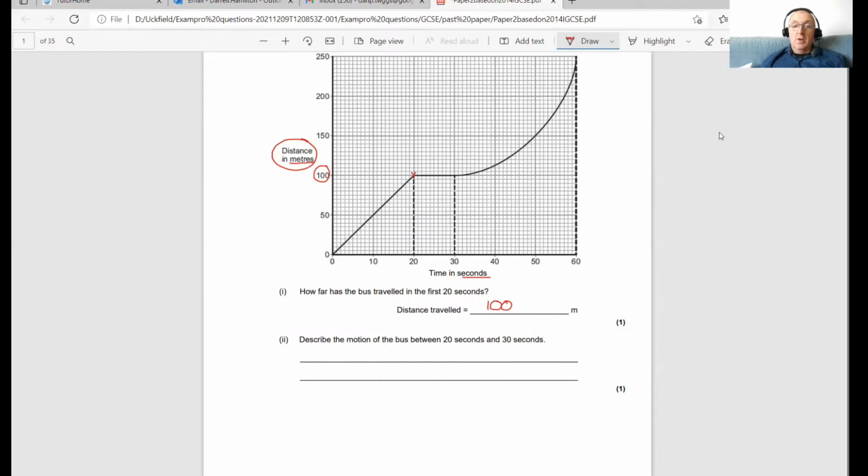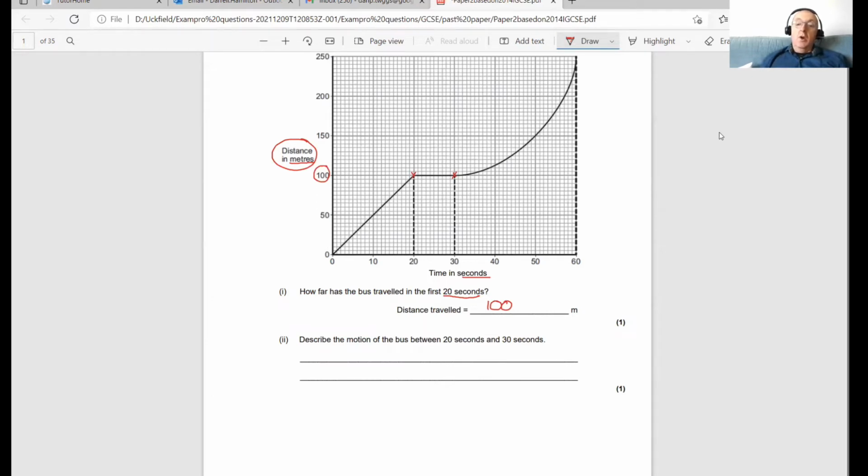And notice how the first question talked about what was happening at 20. The second question takes you from 20 to 30, so it relates back to part one. At 20 seconds, the distance is 100 meters. At 30 seconds, the distance is 100 meters. That is to say, the distance from the starting point hasn't changed.